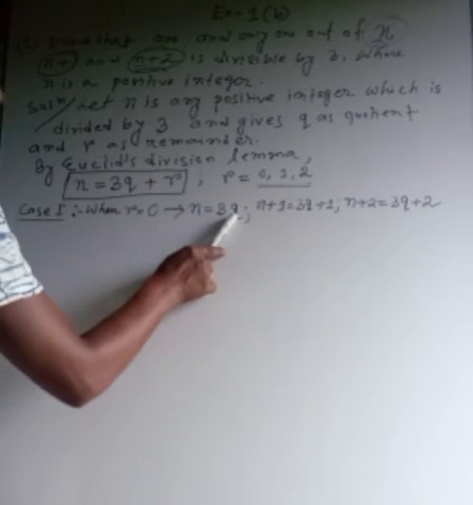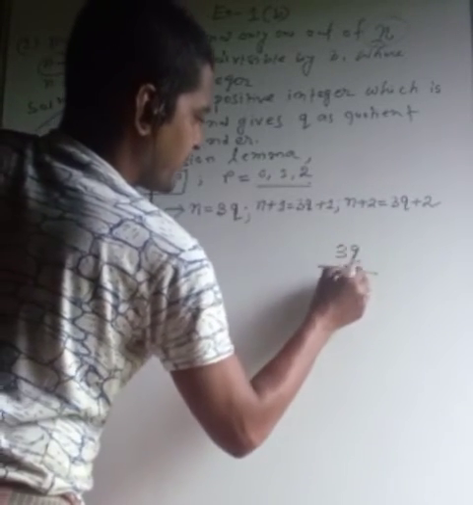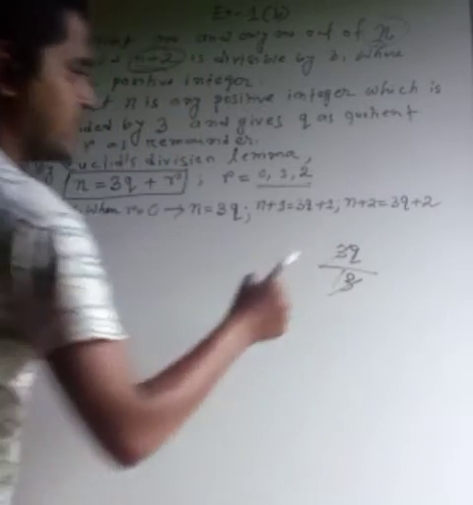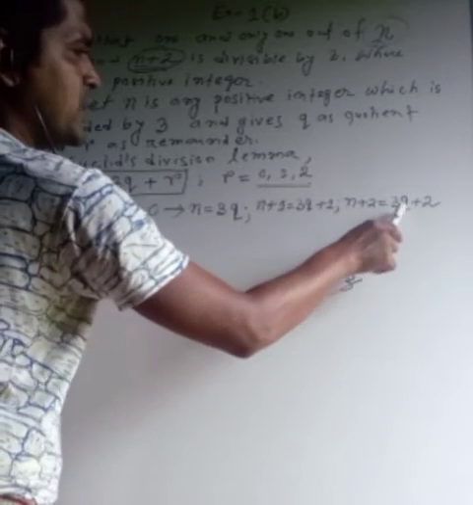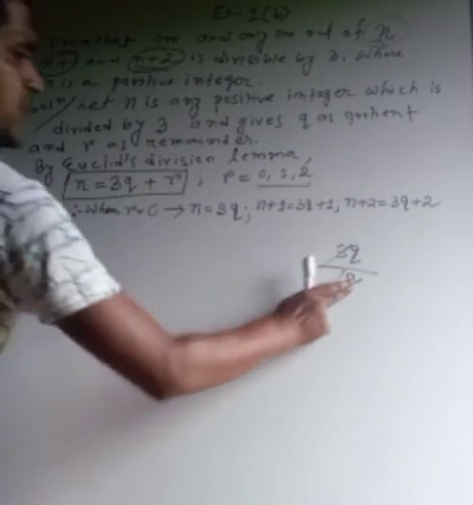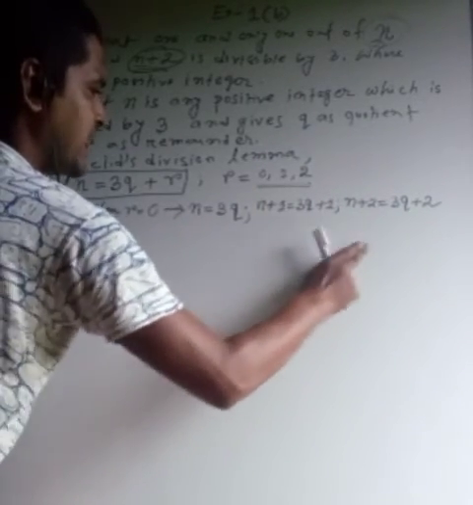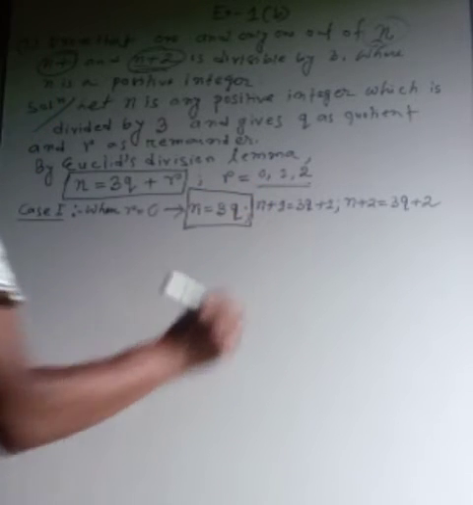Now in these three parts we can see what? First one is 3q. It means we can divide 3q by 3 very easily. The second one is 3q plus 1, so we cannot divide. The third one is n plus 2, 3q plus 2. Because of the 2 we cannot divide. So very easily we can say that in this case only n equals 3q is divisible by 3.